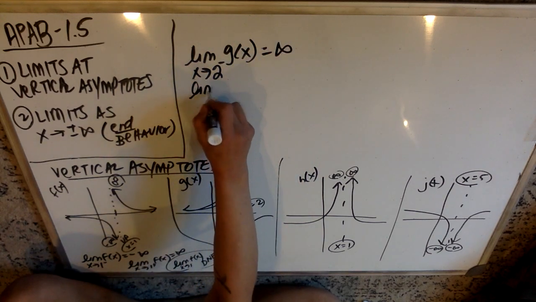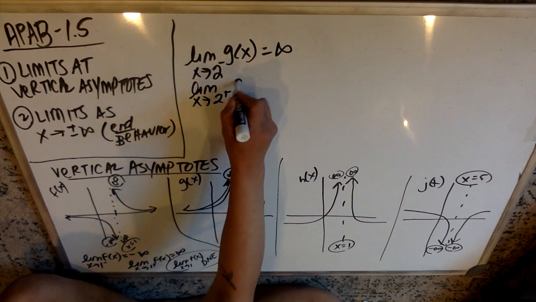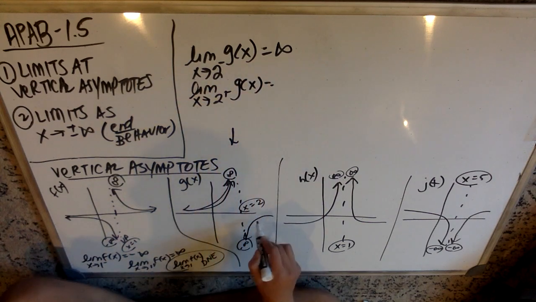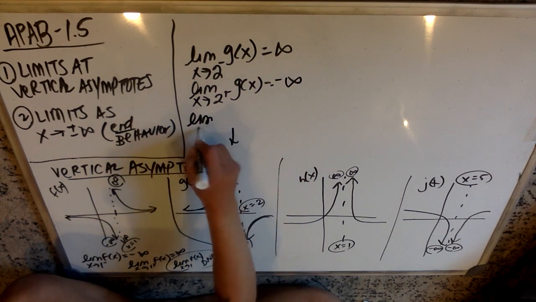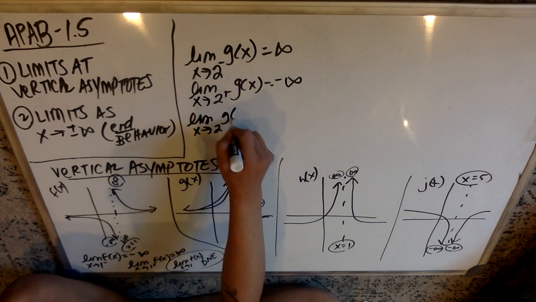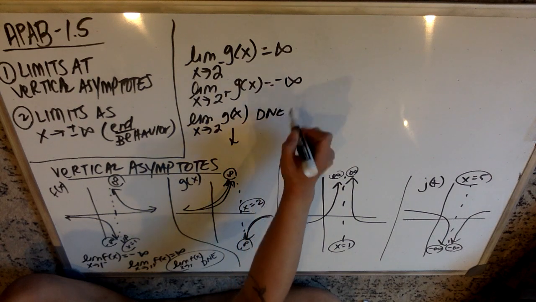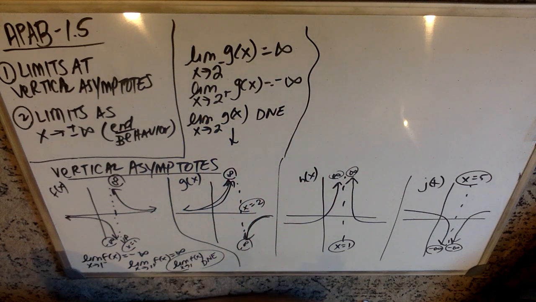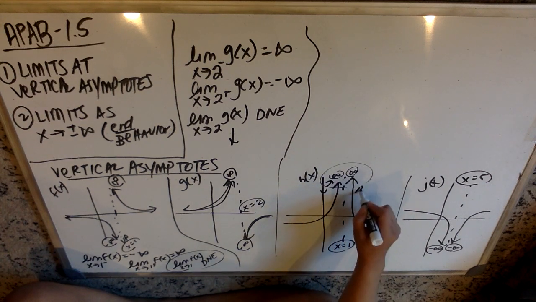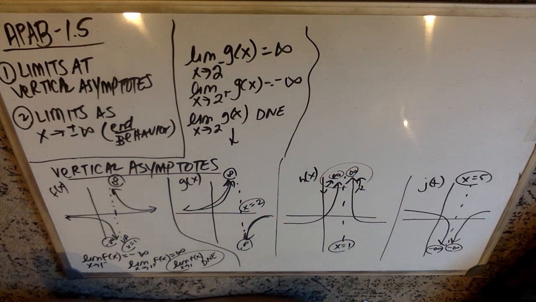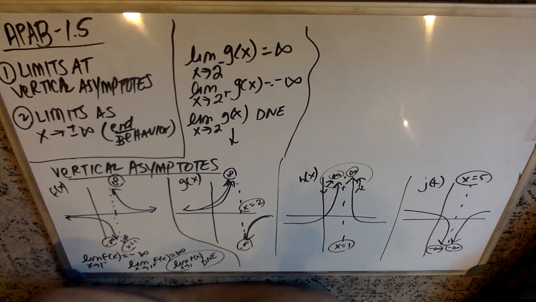The limit as x approaches 2 from the right of g of x, well, this graph is definitely going down to negative infinity, which means that the double-sided limit as x approaches 2 does not exist, right? Because the two sides aren't the same. If we did the same thing here, well, they both go up, right? So the left limit is going up, the right limit is also going up. So all three limits, the left, the right, and the double-sided limit, would all be positive infinity, right?